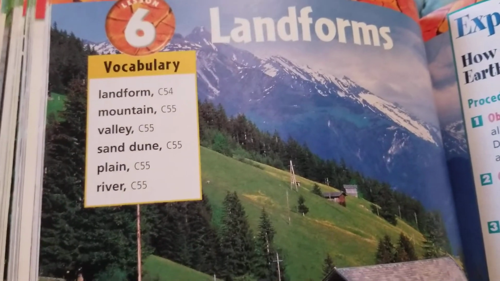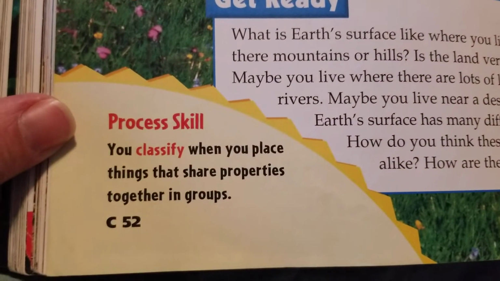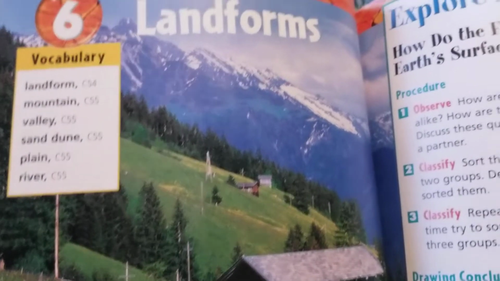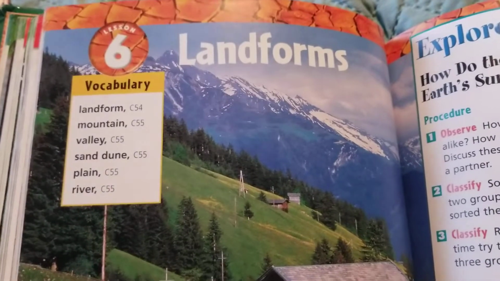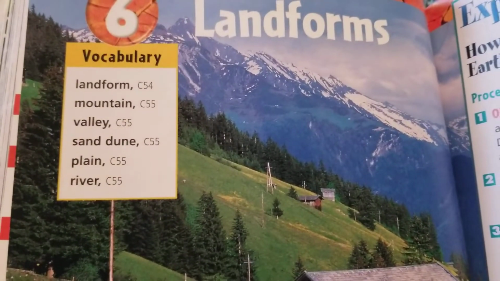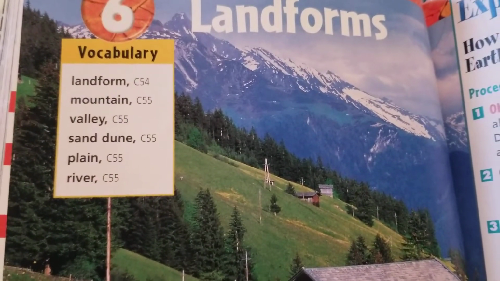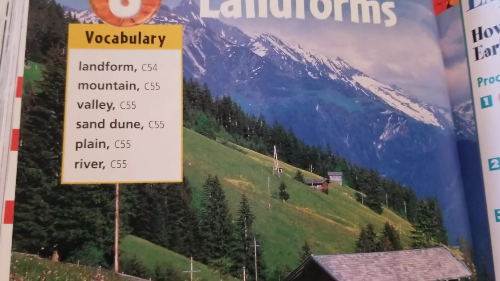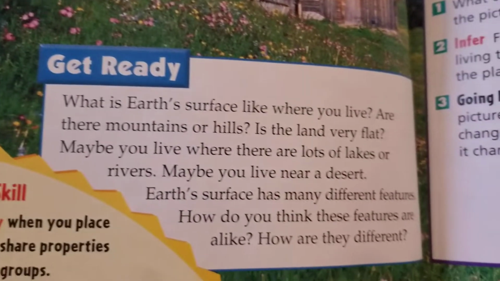So today I am on the landforms lesson in your science book, which is on C52. So if you didn't already dig out your book and get ready to follow along, please pause and do that. Some keywords in this lesson are landform, mountain, valley, sand dune, plain, and river. And I'll read our get ready box here.